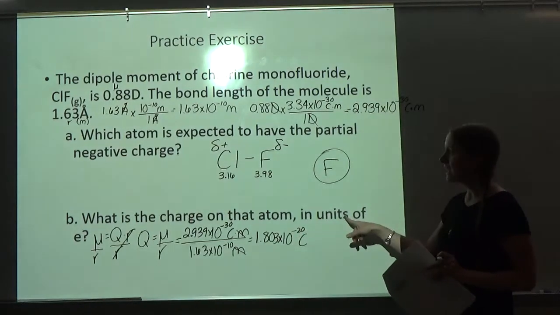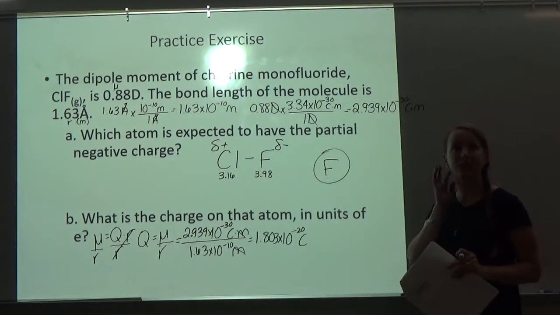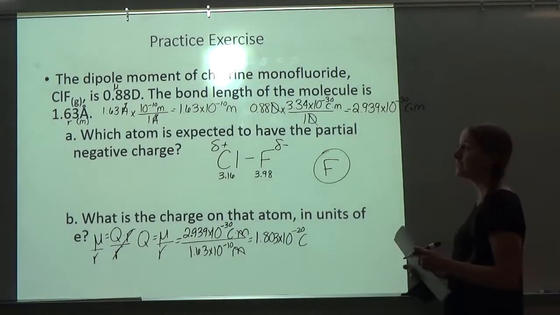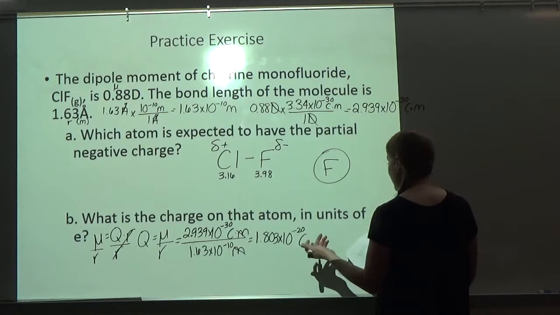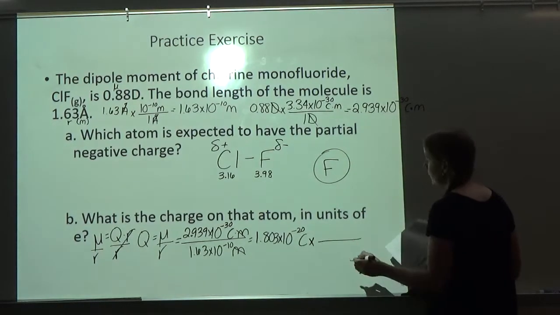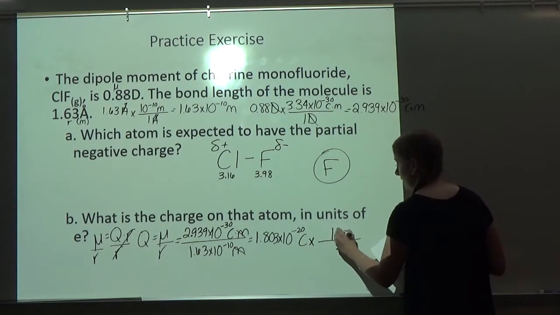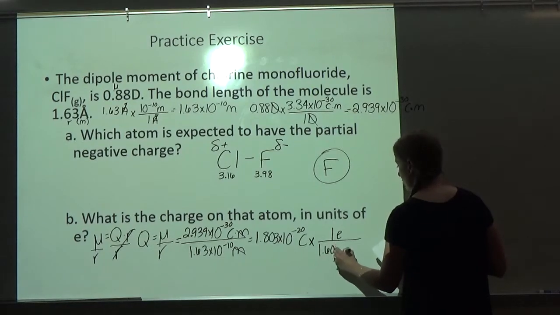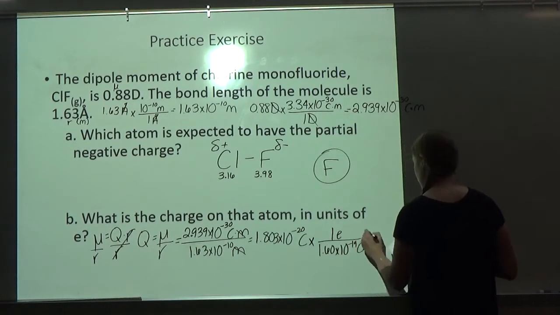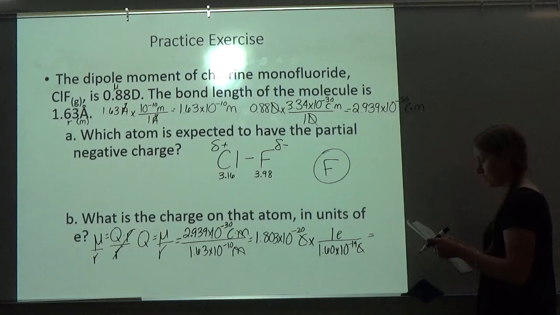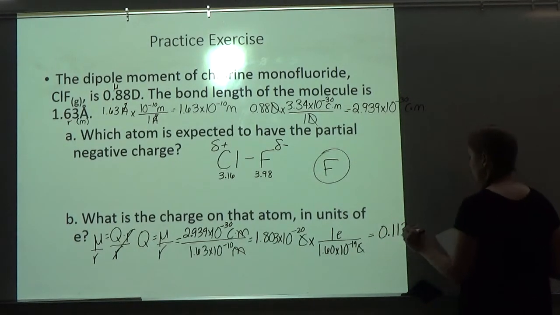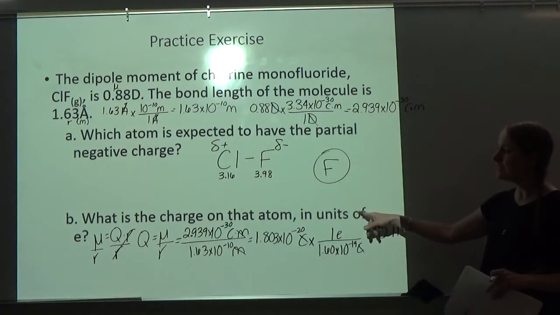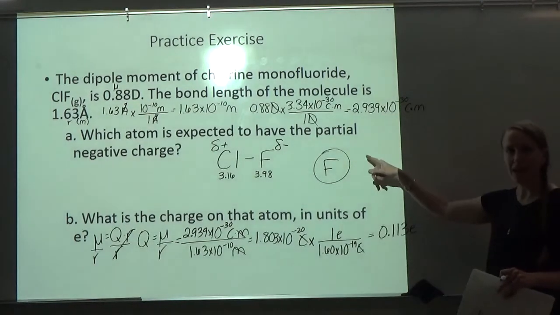But notice it didn't ask me in units of coulombs, it asked me in units of E. So that's where we need to consider that 1E is 1.60 times 10 to the negative 19 coulombs. So my coulombs cancel, and so I end up getting 0.113E.